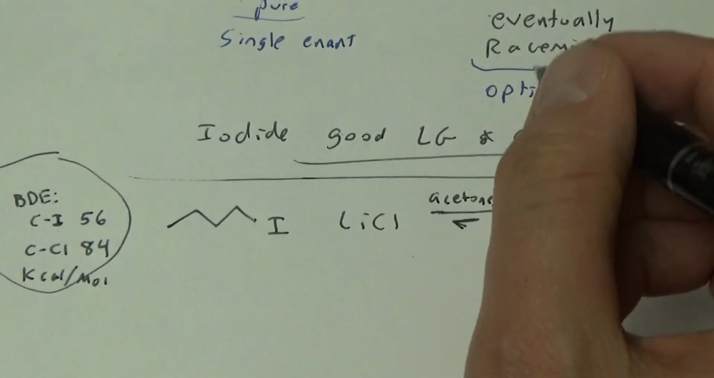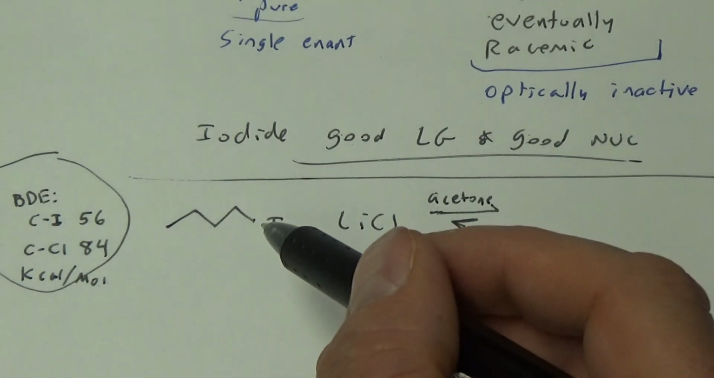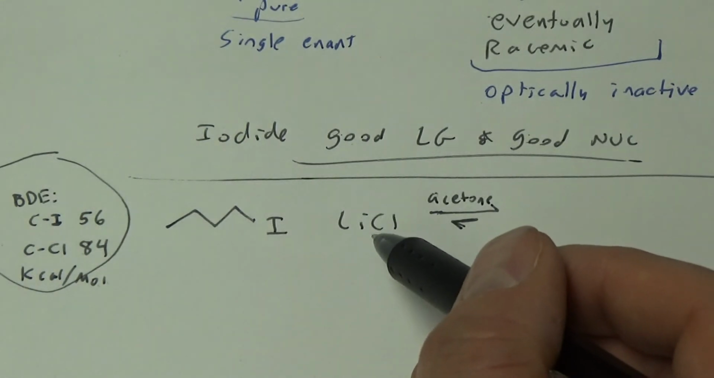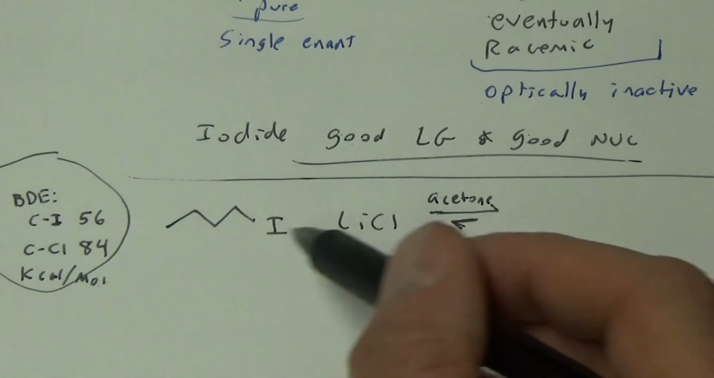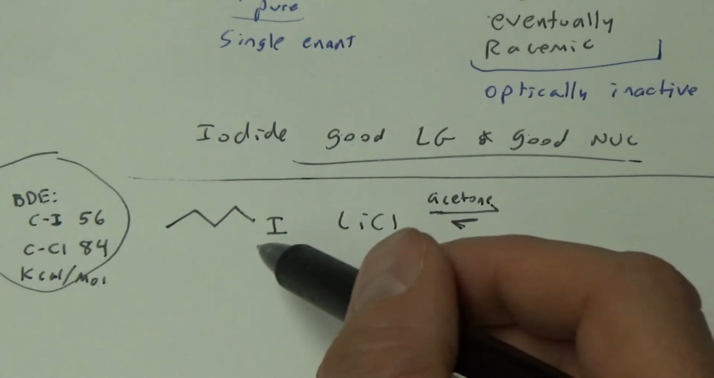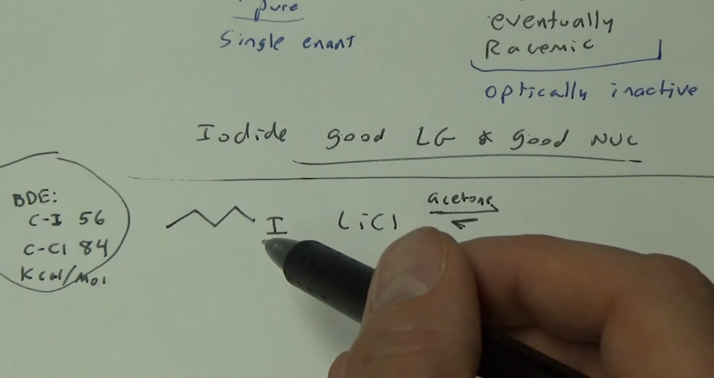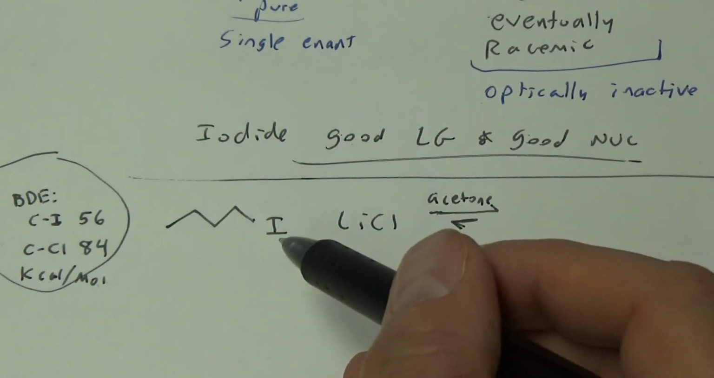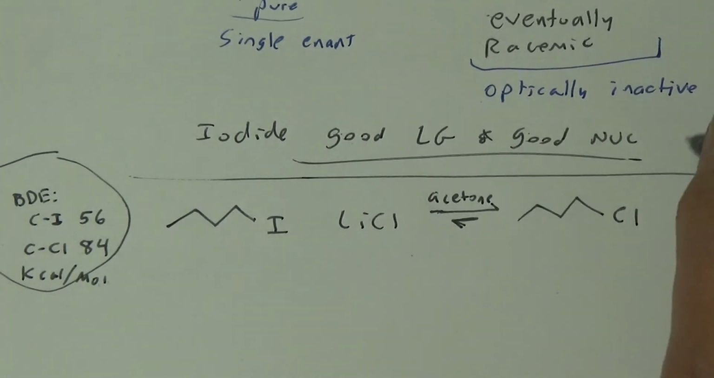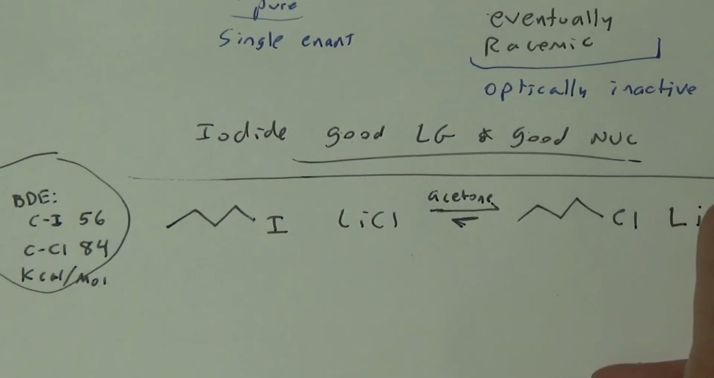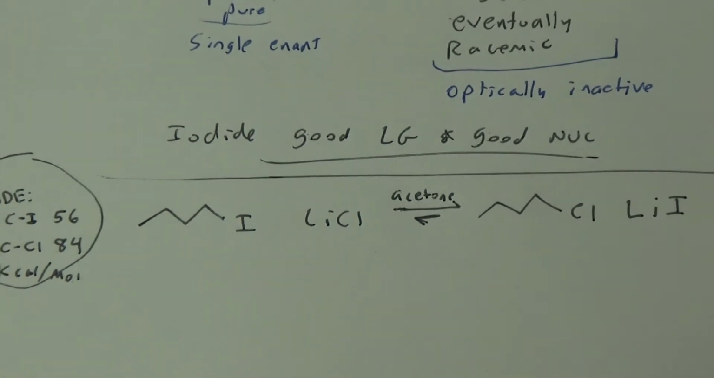So my point is that this is actually an equilibrium, right? Where the chloride can kick it off, and then the iodide can kick off the chloride. So which direction is this equilibrium favored? It is an equilibrium because they're both nucleophiles and they're both leaving groups. This is favored to the right. And then you would get some lithium iodide, right?